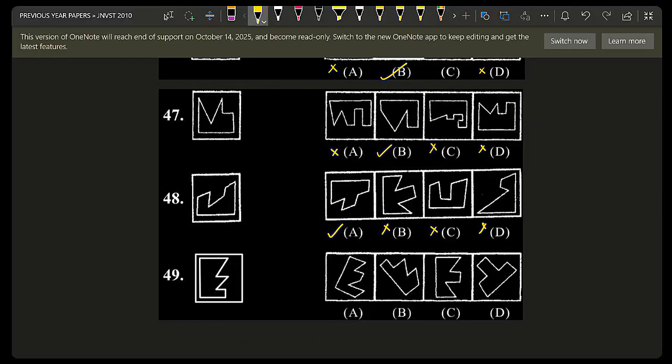49, option A, definitely it won't match. Option B, it may match on rotation. Option C, definitely not matching and does not fit into the question figure. Option D definitely does not fit into the given figure. Option B fits, but before you attach them, you have to rotate this figure like this and attach. Option B is correct. Last question in intelligence.